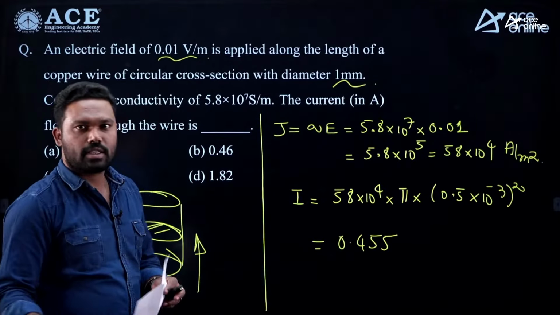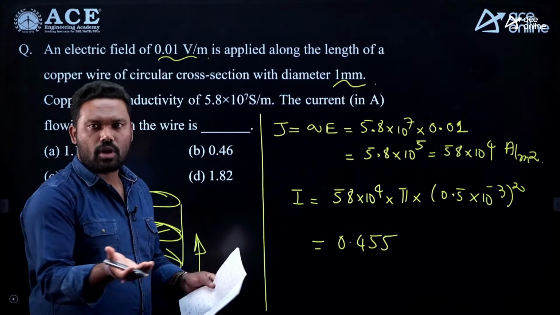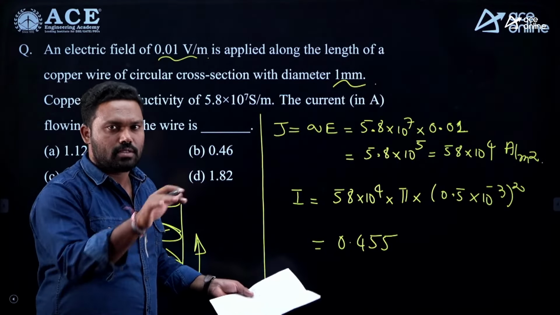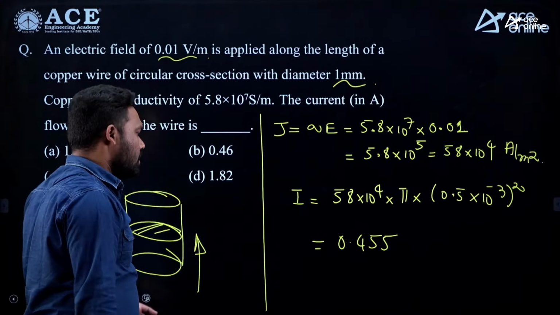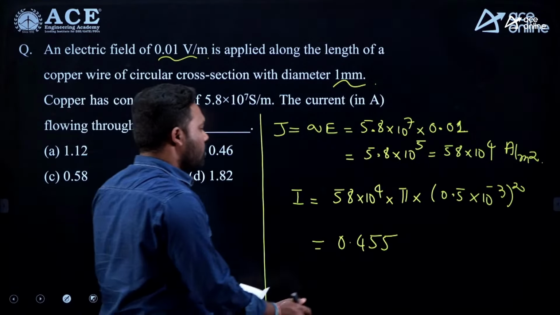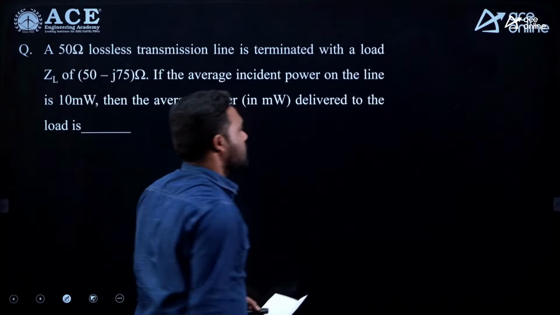It is a numerical answer type question. It may be asked to approximate it to 2 decimal places. As of now, we do not have any information regarding this. So 0.455 amperes is the answer.